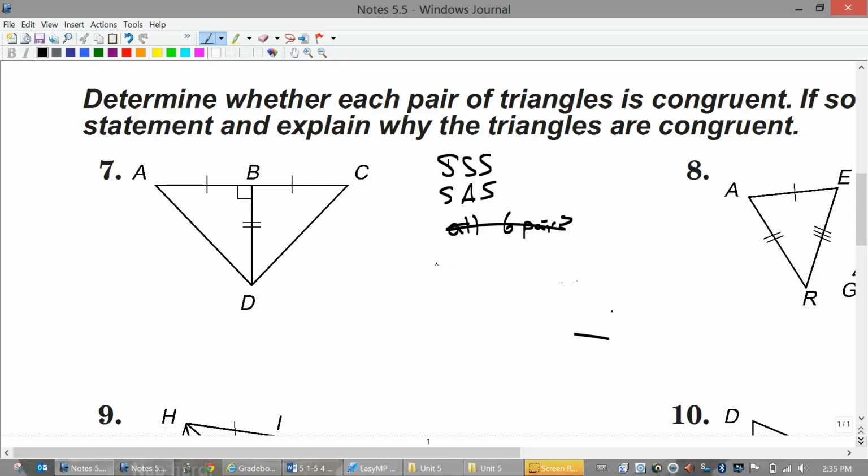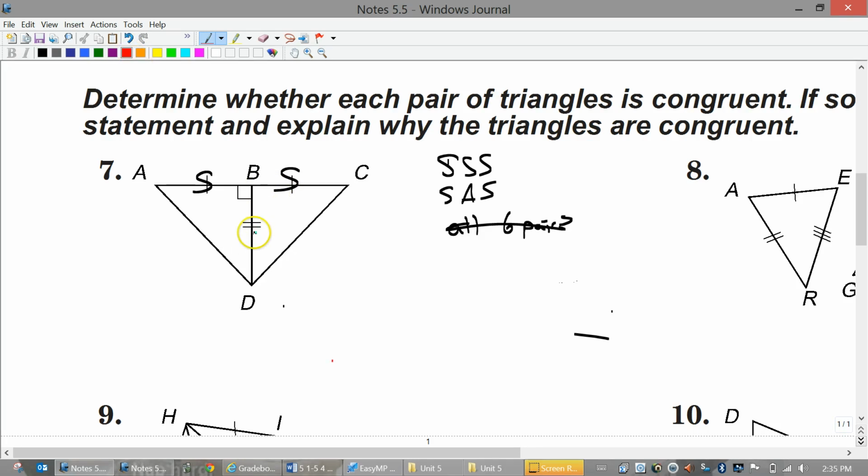Do we have that situation drawn out here? Do we have a side angle side or a side side side situation? Let's take a look. Well, AB is marked with 1 tally mark. BS or BC is marked with 1 tally mark, so those 2 sides match. I'll label them with an S.